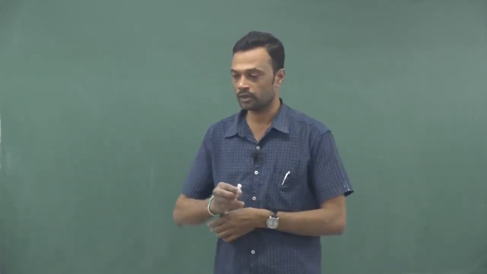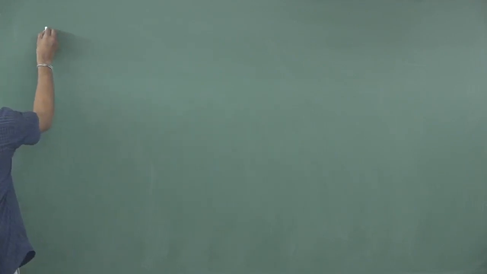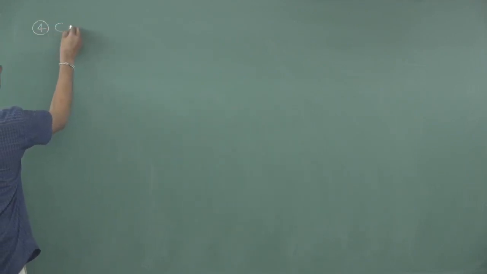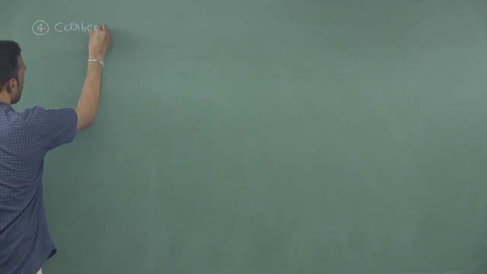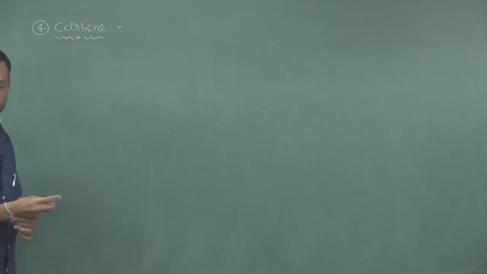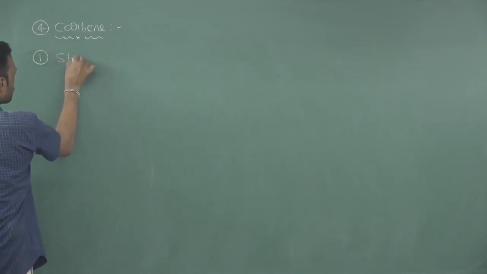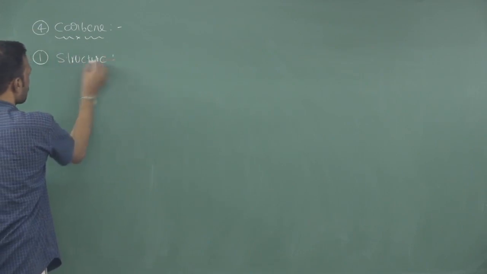So the next reactive intermediate is carbene. After carbocation, carbanion, and free radical, the next most important one is carbene. So first we need to discuss the structure of carbene.